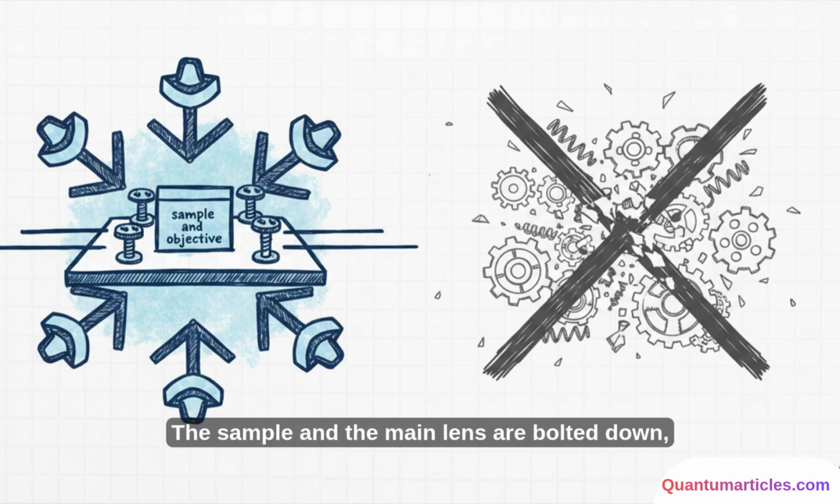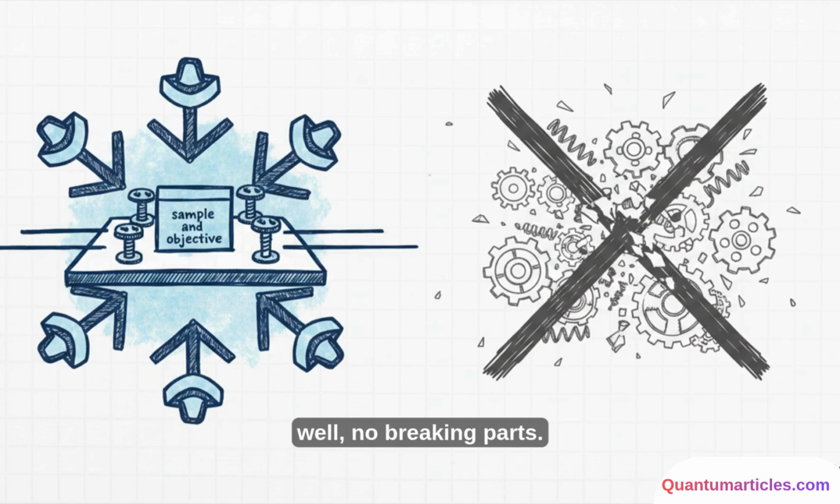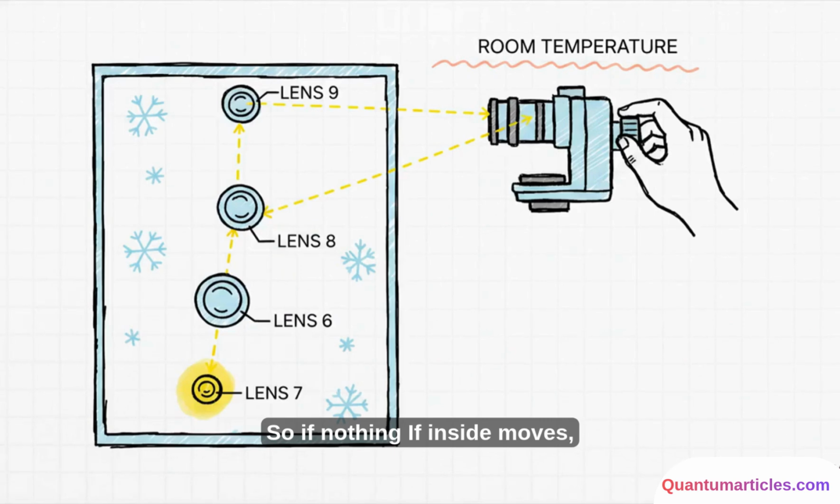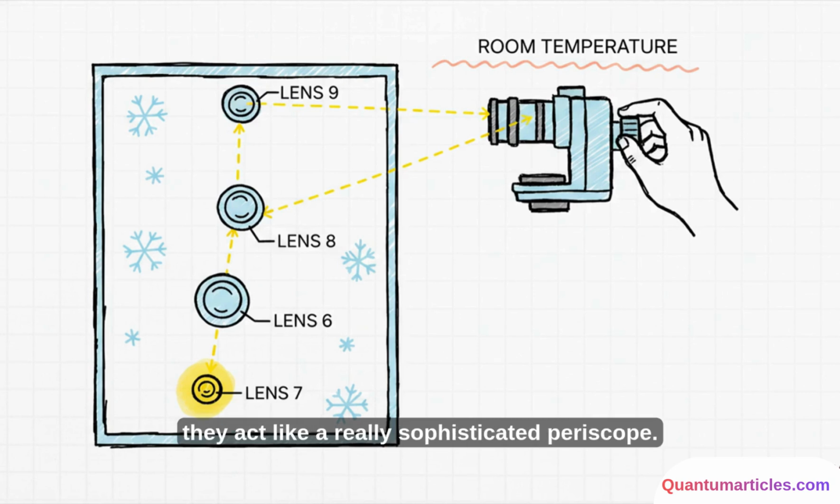The sample and the main lens are bolted down, totally fixed in place. No moving parts means, well, no breaking parts. So if nothing inside moves, how in the world do you focus the image? That's the trick. This series of lenses you see here, they act like a really sophisticated periscope. They grab the image from the very bottom, pass it up through the system, and perfectly recreate it outside the fridge. All the delicate focusing stuff can be done at room temperature using standard, reliable equipment.